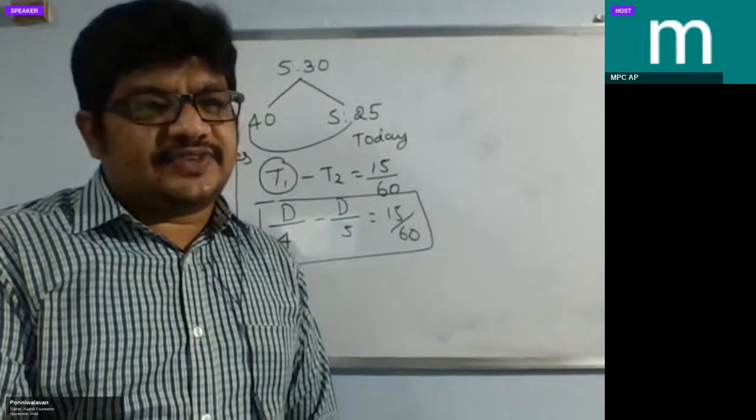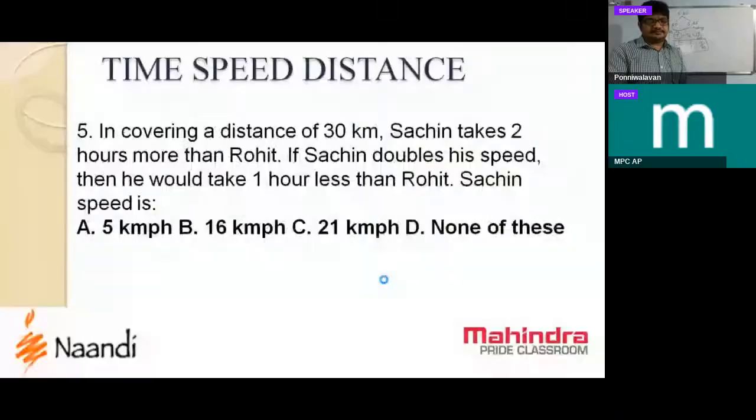Okay, try this question. In covering a distance of 30 km, Sachin takes 2 hours more than Rohit. If Sachin doubles his speed, he would take 1 hour less than Rohit.